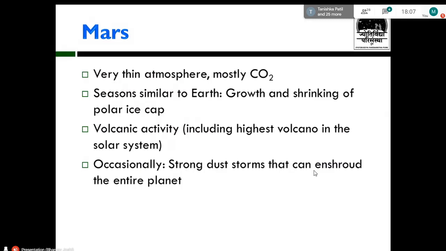There is also volcanic activity on Mars, and one of the tallest volcanic ranges in the entire solar system is on planet Mars. The name of that volcanic range is Olympus Mons. Okay, it is the tallest volcanic range in the entire solar system.